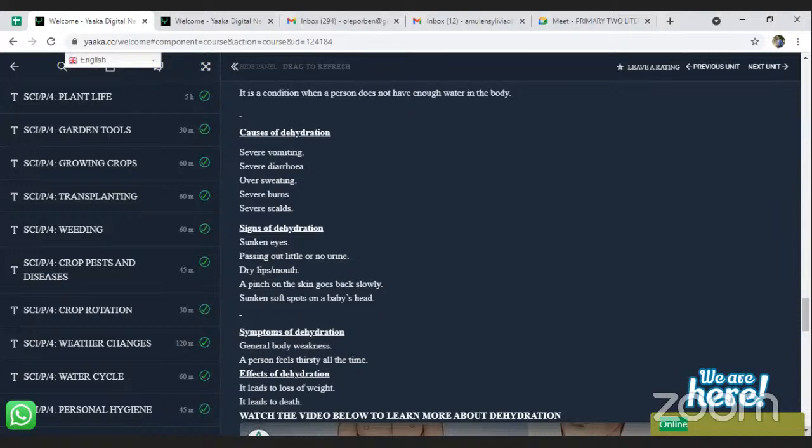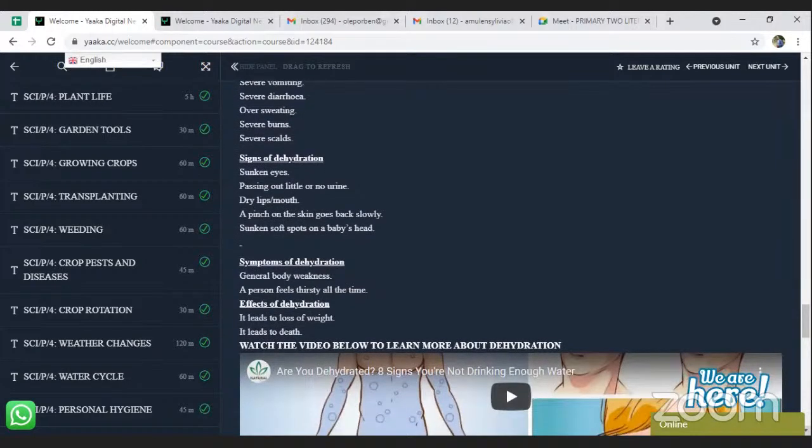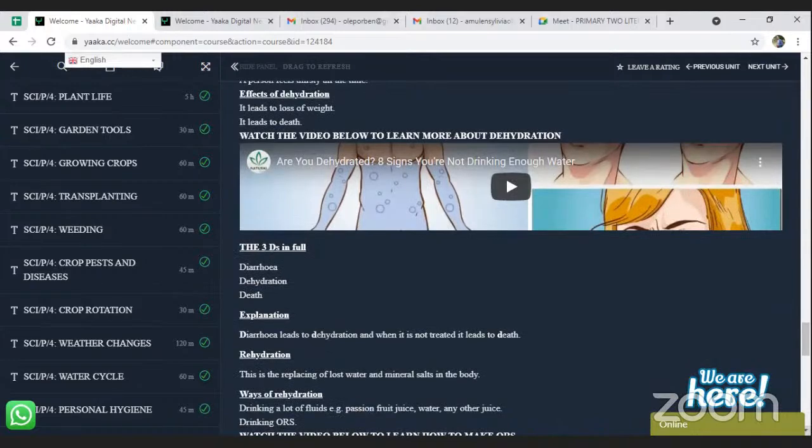Symptoms of dehydration: general body weakness, a person feels thirsty all the time. Effects of dehydration: it leads to loss of weight, it leads to death. The 3 Ds in full: diarrhea, dehydration, death. Explanation: diarrhea leads to dehydration, and when it is not treated, it leads to death. Rehydration: this is the replacing of lost water and mineral salts in the body.